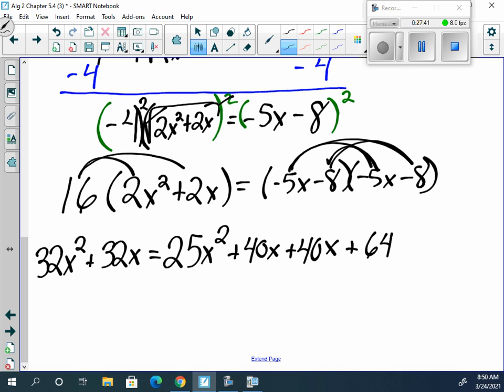Okay. Well, if we don't have any more radicals, we just have quadratics. Now, I'm going to move everything. We're going to combine some like terms, but I'm going to eventually move everything to the left-hand side. And the reason I want to move it to the left-hand side is because, well, 32x squared and 25x squared, 32 is bigger. So if I move everything to the left, I'll have a positive x squared. Because 32 minus 25 would give us 7. 25 minus 32 would give us negative 7. So I try to keep everything positive.